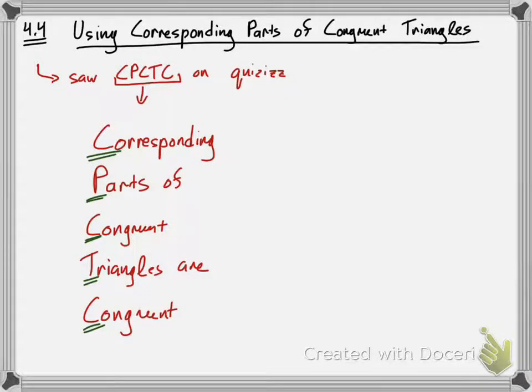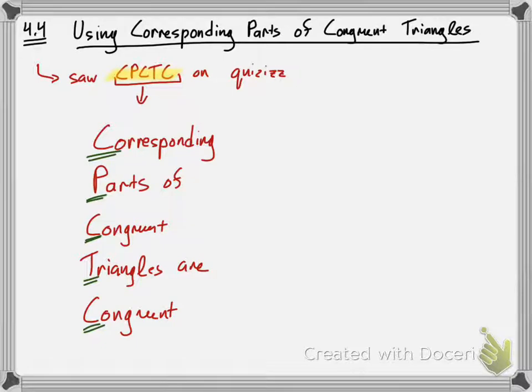Hey guys, today we're going to talk about lesson 4.4, and that is using corresponding parts of congruent triangles. This is the start of the second half of chapter 4. In the first half, we spent a lot of time talking about congruency of triangles and working with some proofs. So here we're going to continue our study on proofs, and we're going to add a fourth phase to our three-phase answer key.